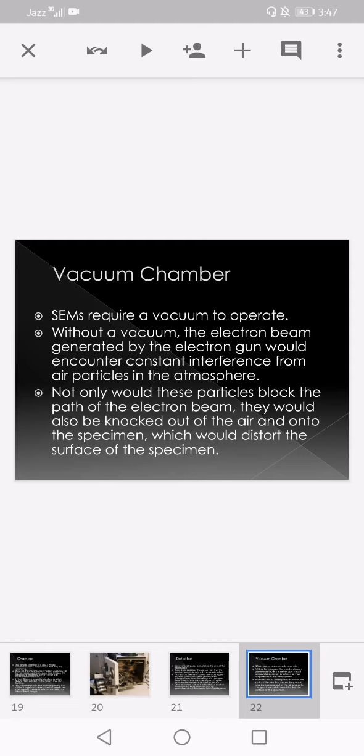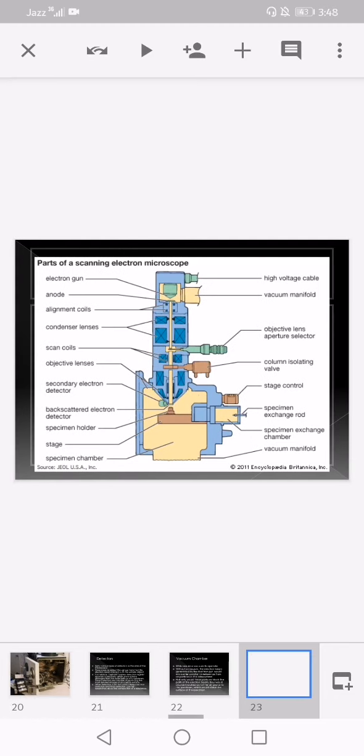Vacuum chamber. SEMs require a vacuum to operate. Without a vacuum, the electron beam generated by the electron gun would encounter constant interference from the air particles in the atmosphere. Not only would these particles block the path of the electron beam, they would also be knocked out of the air and onto the specimen, which would distort the surface of the specimen.